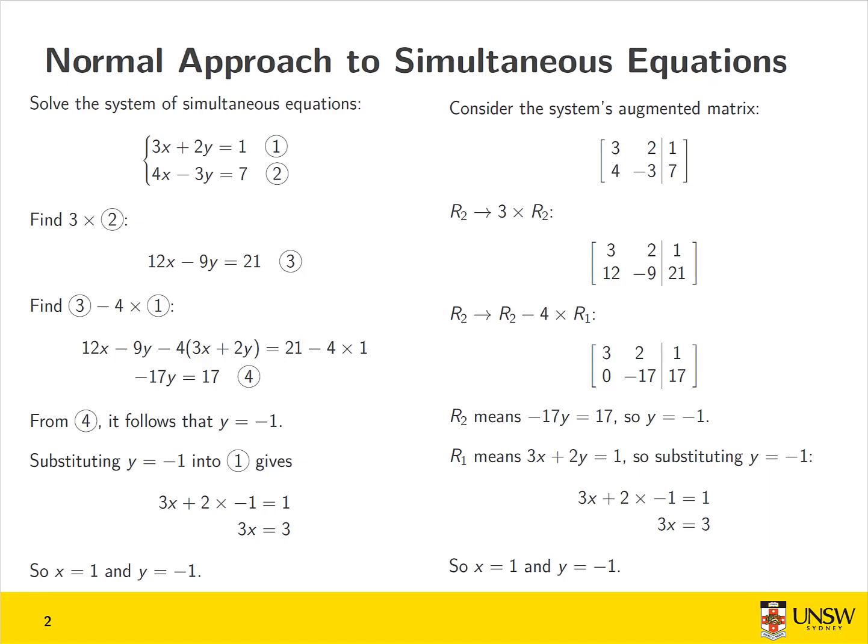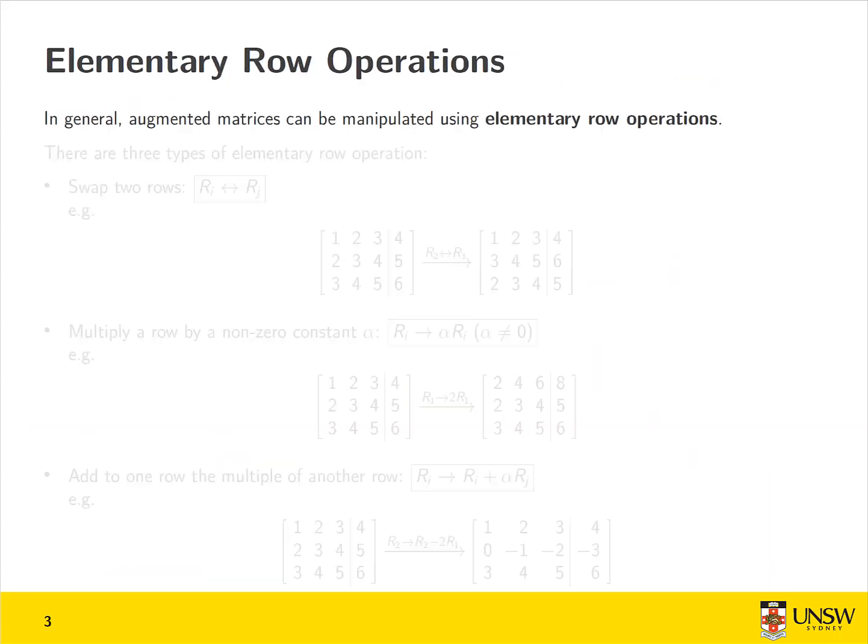Manipulating the rows of the augmented matrix in this way is a slightly simpler and quicker way of solving the system of equations. When solving systems of equations with augmented matrices in general, the steps taken to simplify the matrix are called elementary row operations. There are 3 types of elementary row operations that we can apply to an augmented matrix. Firstly, we can swap the positions of 2 rows at any time. This is written as a double-headed arrow between the 2 swapped rows.